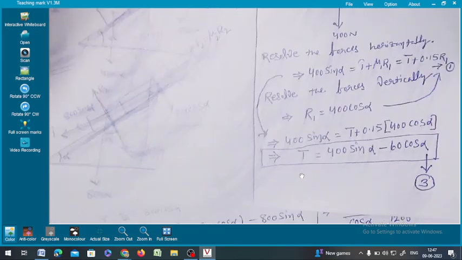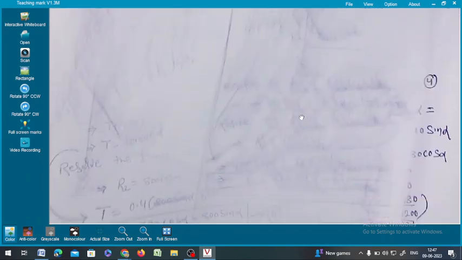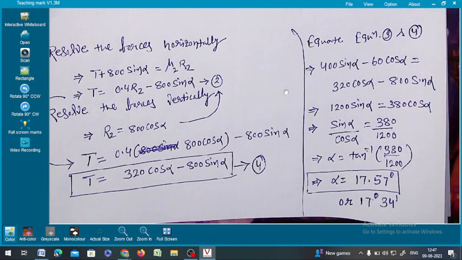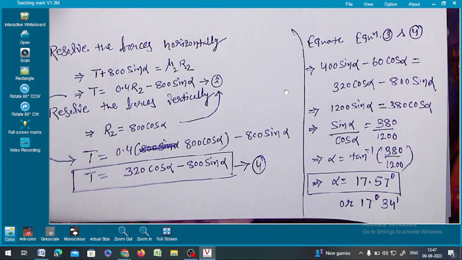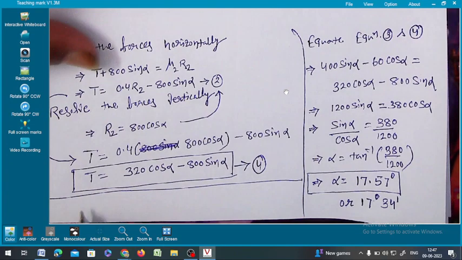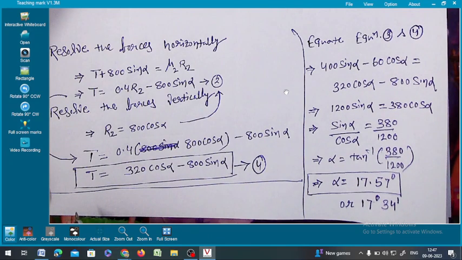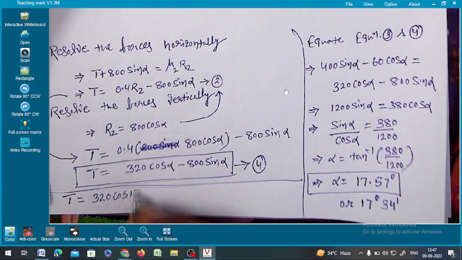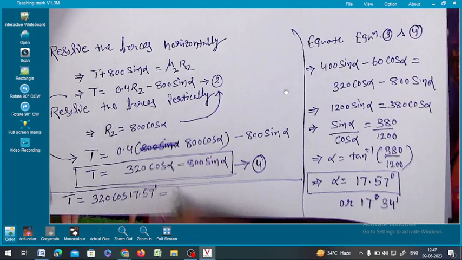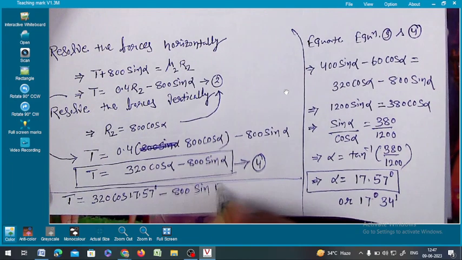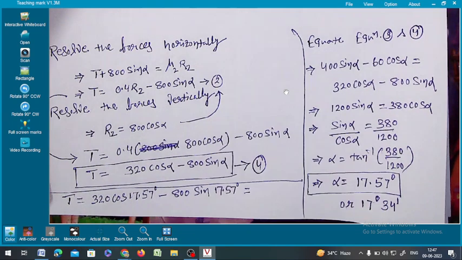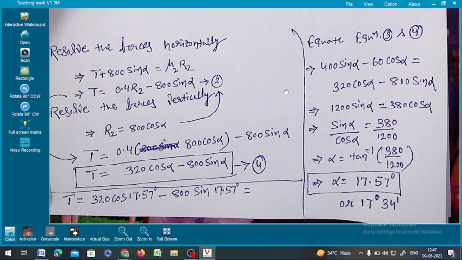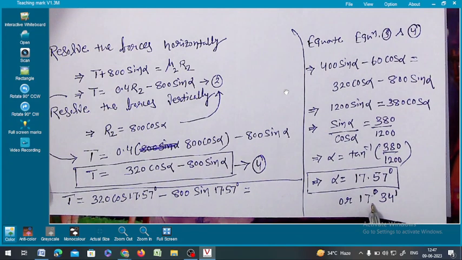Next, what you have to find? Completed, na? Next, you have to find T. You can put the value of alpha in either equation 3 or equation 4. I am putting in equation 4. So, T is equal to 320 cos 17.57 degree minus 800 sin 17.57 degree. Get me the direct answer of T. You can put 17 degree 34 minutes also. You can put anything, the answer will be same.